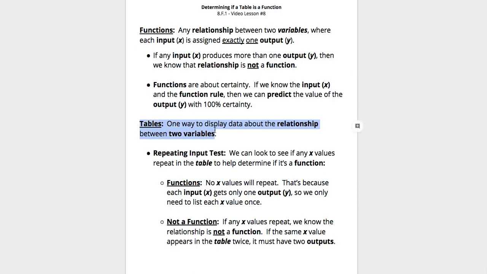Tables are one method that we have to display data about the relationship between two variables. If given a table and asked to determine whether it's a function, we use the repeating input test. We look to see if any of the x values repeat in the table, and that can help us determine if it's a function. If the relationship is a function, none of the x values will repeat. That's because each of the inputs or x values gets only one output, so we only need to list each of the x values once.